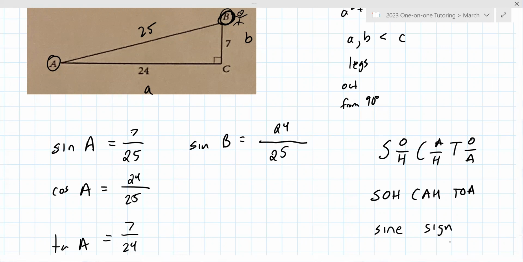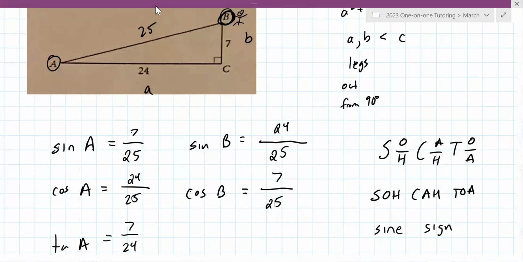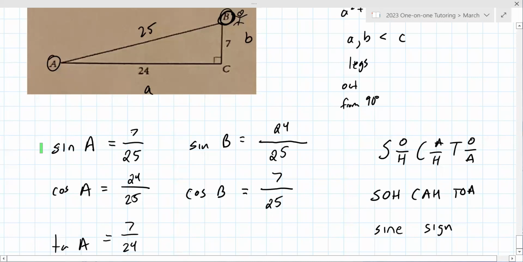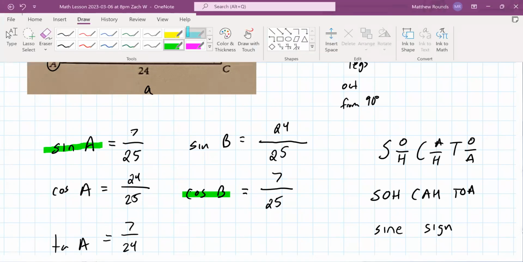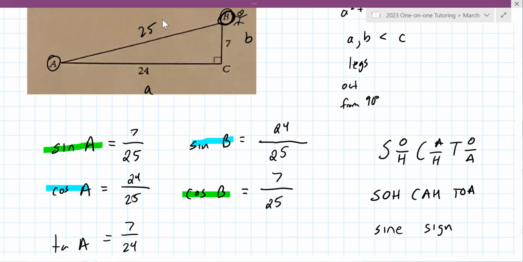How about the cosine of B? The cosine is adjacent, so that would be 7 over 25. All right. Now, before you go any further, what do you notice is the same? The hypotenuse. The sine of A equals the cosine of B, and the cosine of A equals the sine of B. And yes, this is always the case.